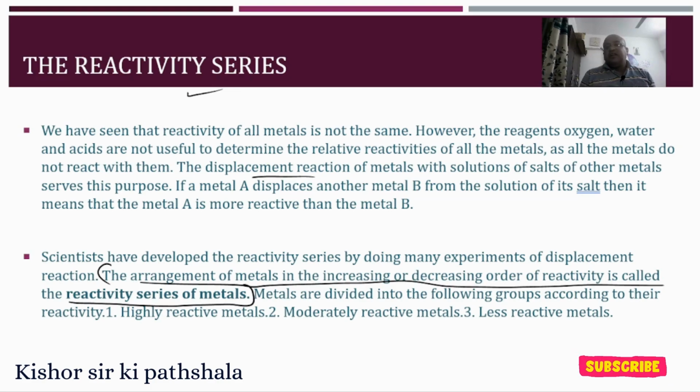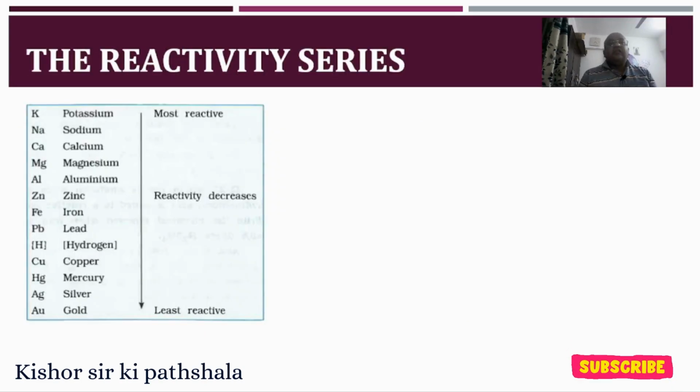Metals are divided into different groups: highly reactive metals, moderately reactive metals, and less reactive metals. Here you see the table of the reactivity series. Potassium, sodium, calcium, magnesium are the most reactive ones. Then you see magnesium, aluminum, zinc, iron, and this is how the reactivity decreases. At the end you will see silver and gold, which are the least reactive. So this is my reactivity series.